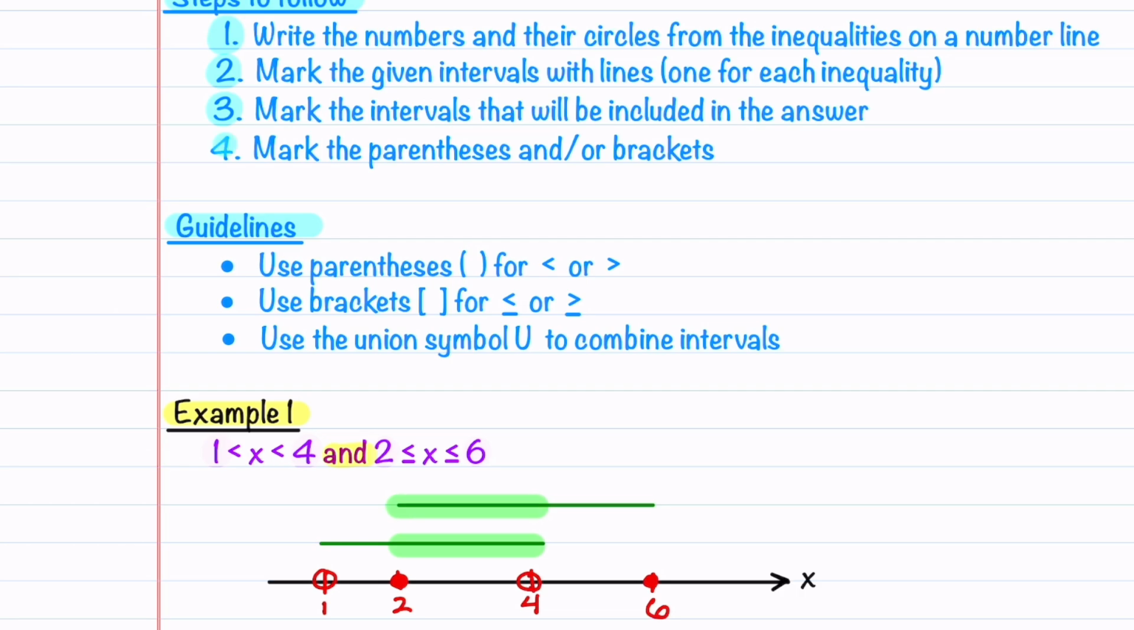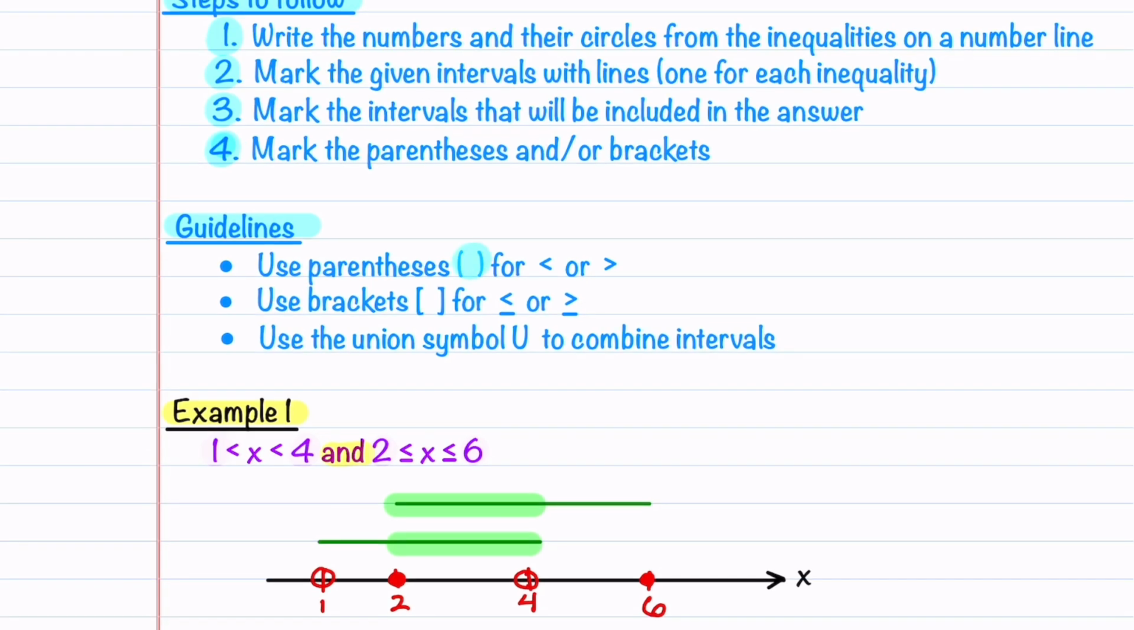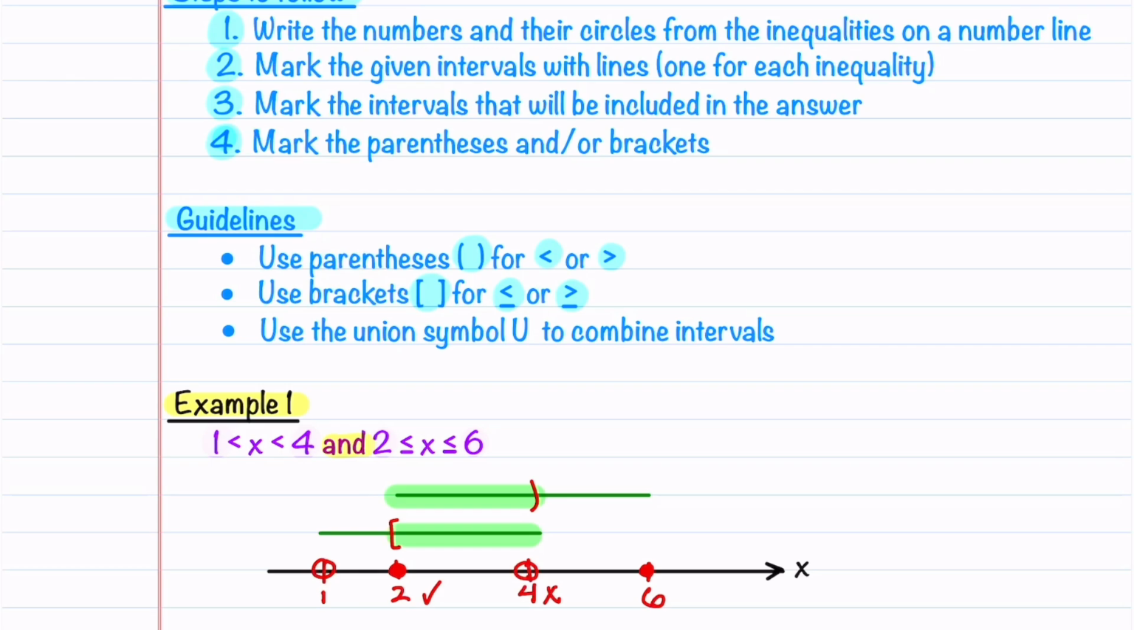The fourth and last step above is to mark where we have parentheses and where we have brackets. Parentheses are going to be used wherever we have a less than or greater than symbol, and brackets are going to be used wherever we have a less than or equal to symbol or a greater than or equal to symbol. 2 is included, so we'll put a bracket at that point, and 4 is not included, so we'll put a parenthesis at that point. Our solution is going to be 2, 4 with a bracket at 2 and a parenthesis at 4.